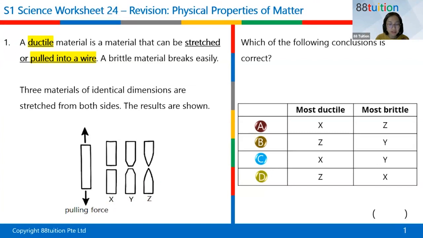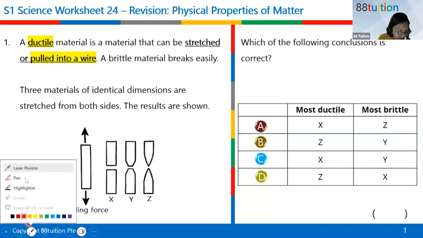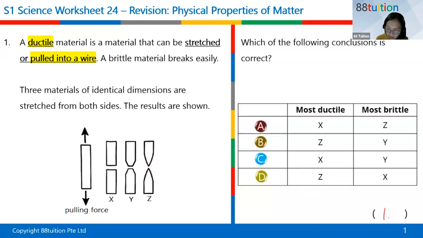Now ductile means you can pull it into very, very thin wires. So you look at this, which one looks as though it's going to be pulled very easily into thin wires? You can see a sharp corner here. So Z can be pulled into very, very thin wire. So Z is the most ductile. Then the one that is most brittle, you cannot pull it. When you look at the shape, it breaks already. So X is the most brittle. So the answer is D. Is that okay so far?